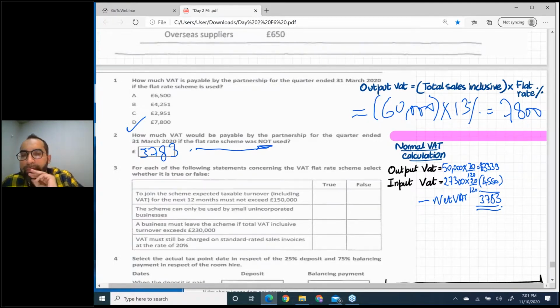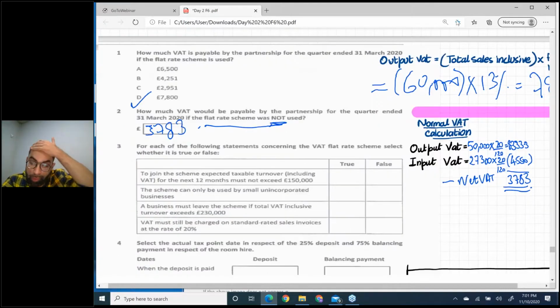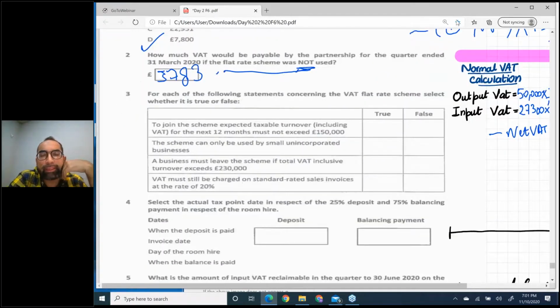Okay. Now, point number three. For each of the following statements concerning the VAT flat rate scheme, select whether it is true or false. Now, these questions are your enemies. Four points, and if you hit one wrong, the whole question is wrong. So these are very dangerous questions.